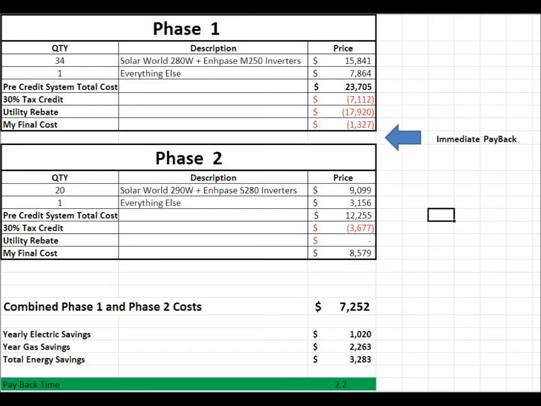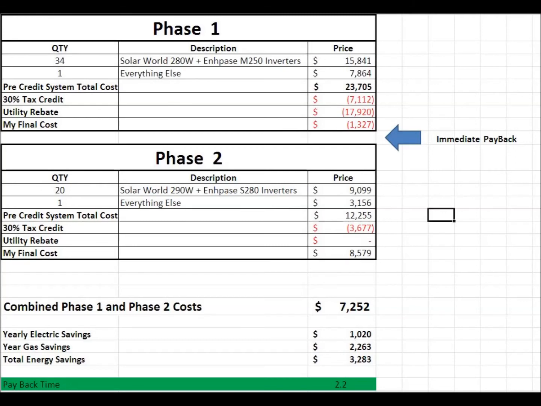Okay, here's the accounting aspect of this. So I did this in two phases. The first phase, I bought 34 solar panels and microinverters, which cost me $15,000. And then I'm going to lump everything else as permits, junction boxes, wiring, racking, tools, washers, nuts, all that kind of stuff. That's going to be lumped in as everything else. So that was about $7,000. And so the system total for phase one was about $23,700.